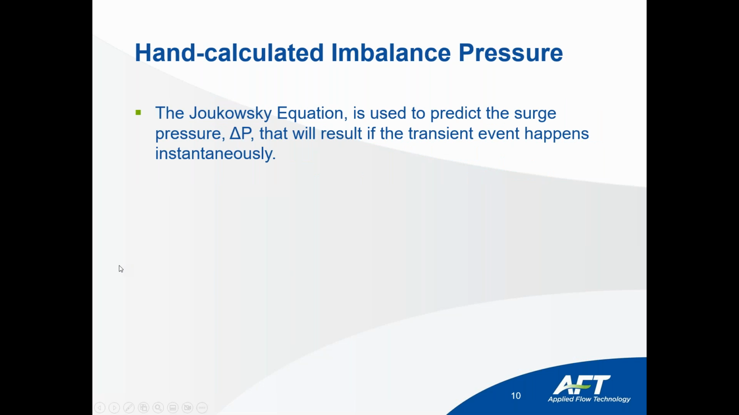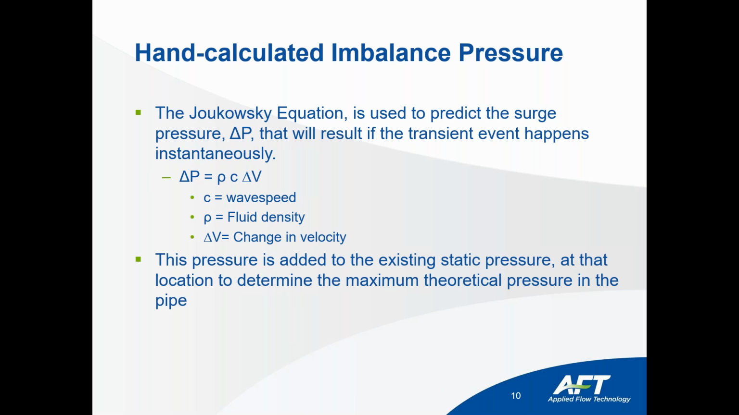There's a common equation that is very useful, especially used by pipe stress engineers to calculate the delta P generated by the pressure wave. It's called the Joukowsky equation, and it's used to predict the delta P that results from the transient event that occurs instantaneously. This equation is established as delta P equals the fluid density times the wave speed times the change in velocity. This delta P pressure is added to the existing static pressure at that location to determine the maximum theoretical pressure in the pipe.